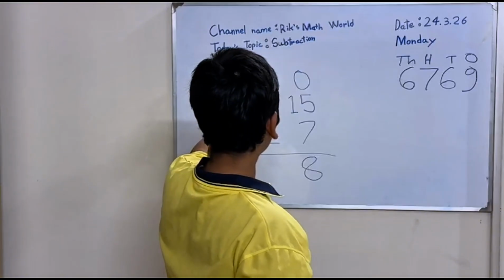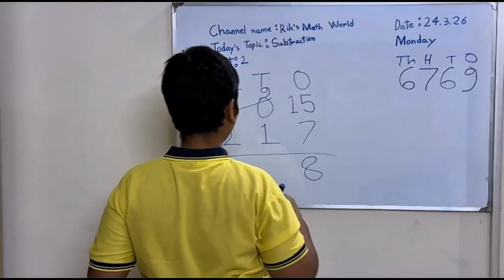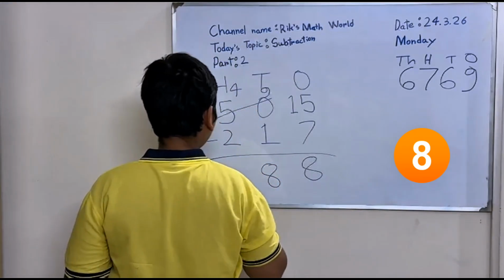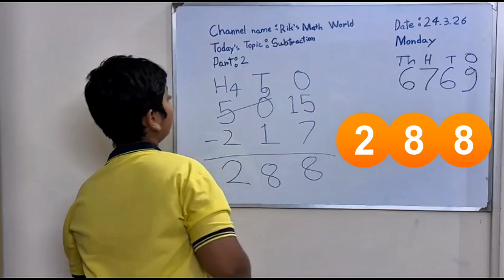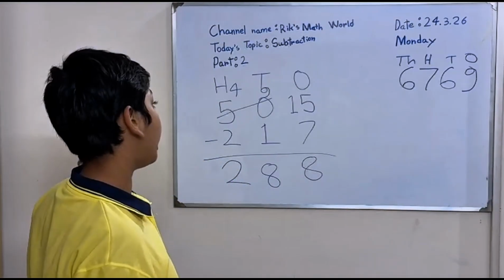And now we have to do 9 minus 1. So what is 9 minus 1? It is also 8. Now I have to do 4 minus 2. And 4 minus 2 is 2, so 288. So the answer for this math problem is 288.